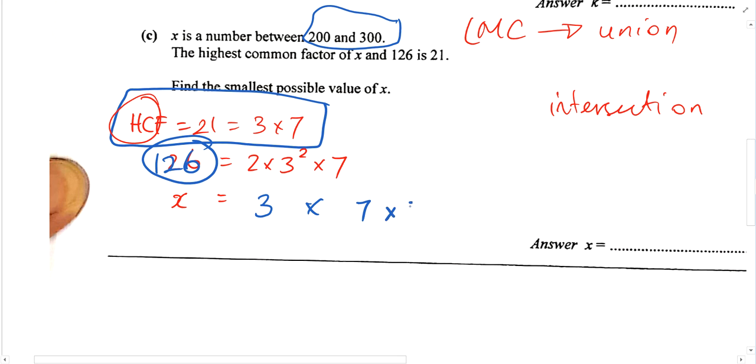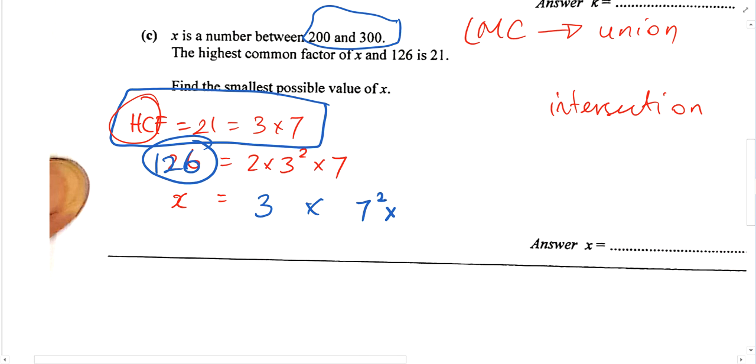Can it be 5? Can I multiply by 5? Why cannot? Must be between 200 and 300. So this will give me 21 times 5. This is less than 200. Okay. What if I choose to multiply by 6? No point multiplying by 6 because it's made of 2 and 3. We only consider prime numbers over here. So next one, 7. What if I multiply by 7 squared?